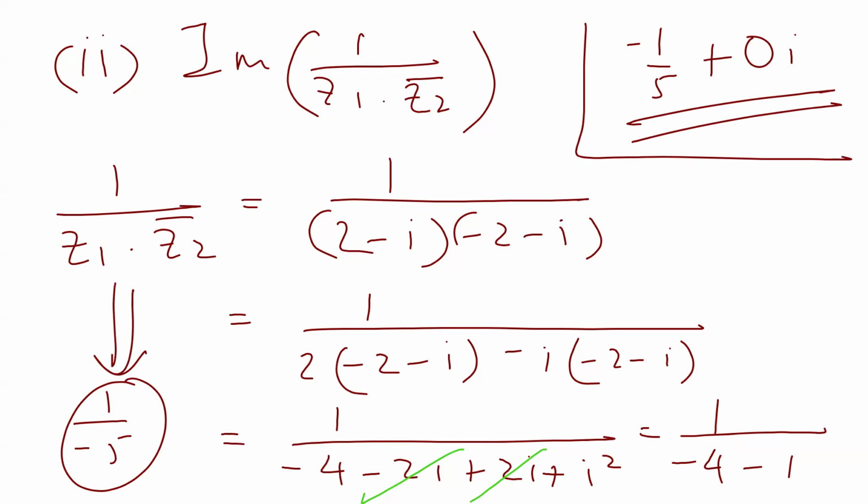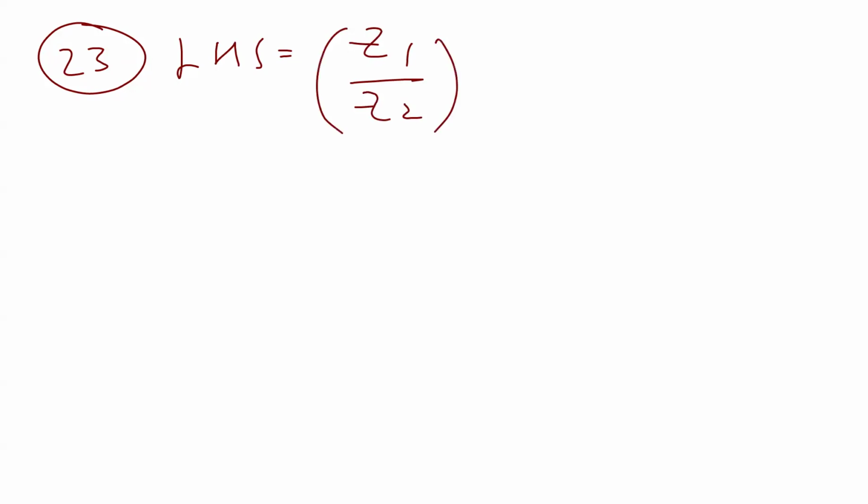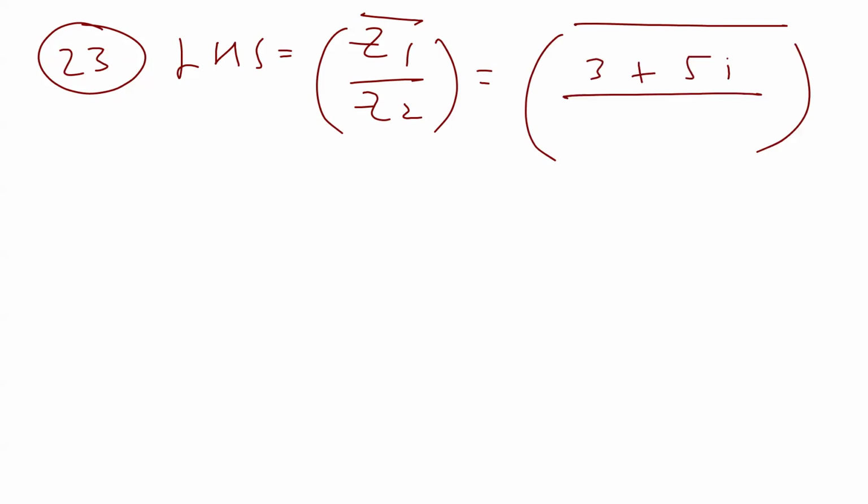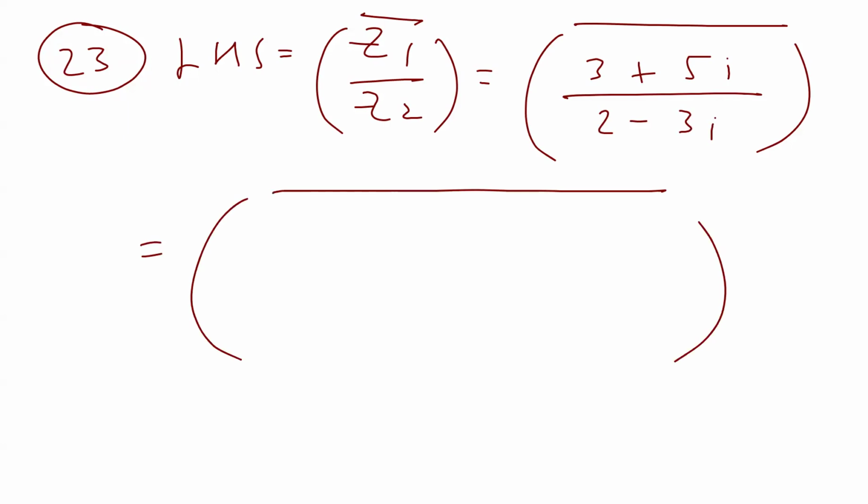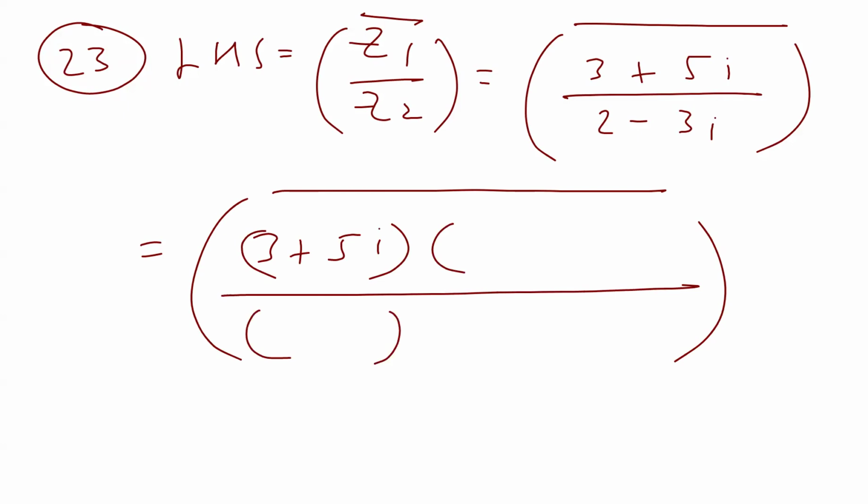Let us go to question number 23. Okay. So the left hand side is (Z1 upon Z2) the whole conjugate. Okay, so what is Z1? Z1 is 3 plus 5i upon 2 minus 3i. So the conjugate of this entire division. So 3 plus 5i upon 2 minus 3i, multiply and divide with the conjugate of the denominator.